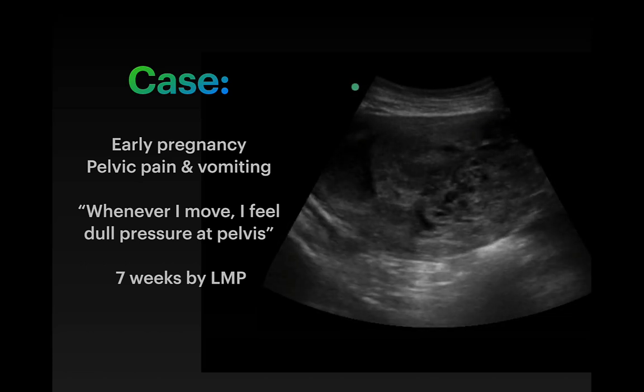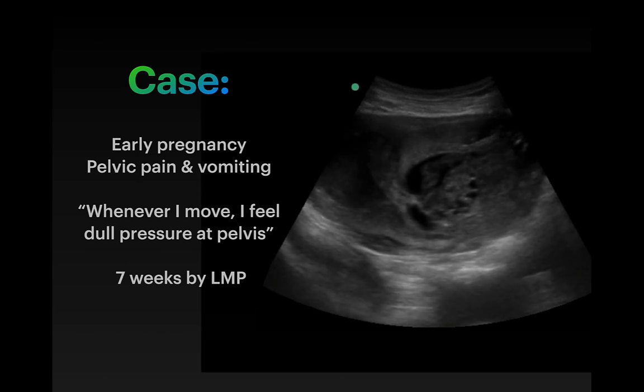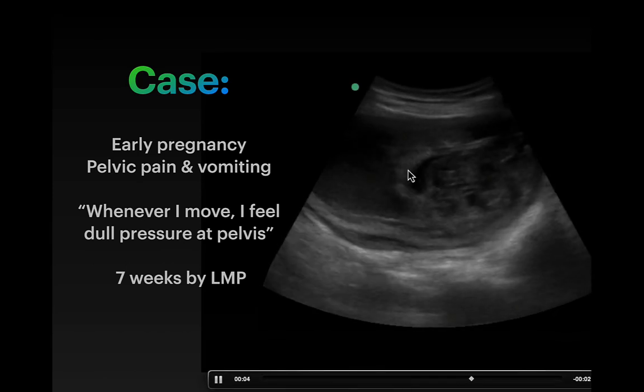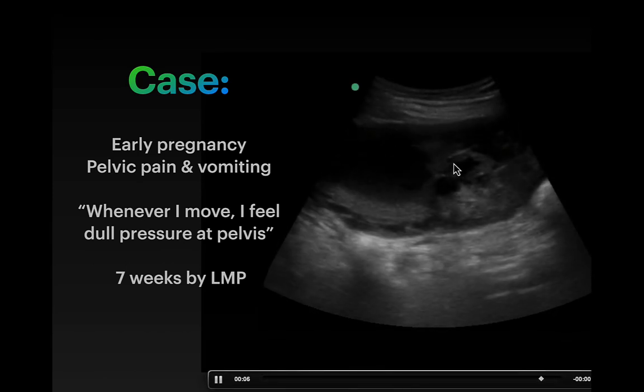Molar pregnancy, exactly. So hyperechoic material with these kind of fluid-filled anechoic structures that look sort of like ultrasonic grapes in a snowstorm or something.